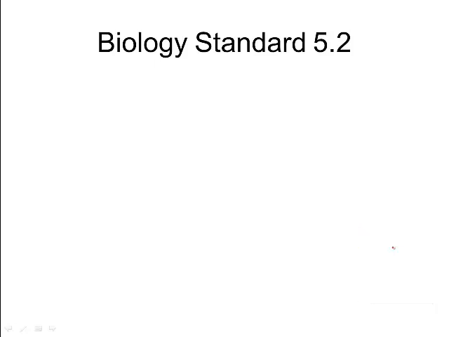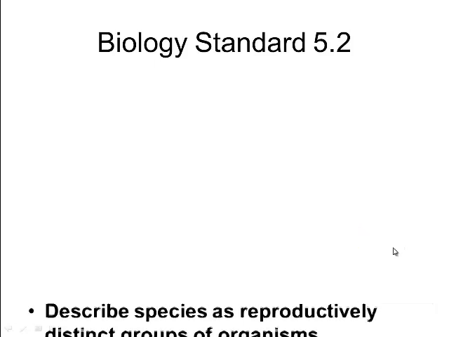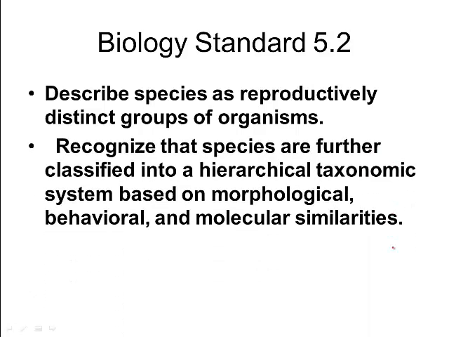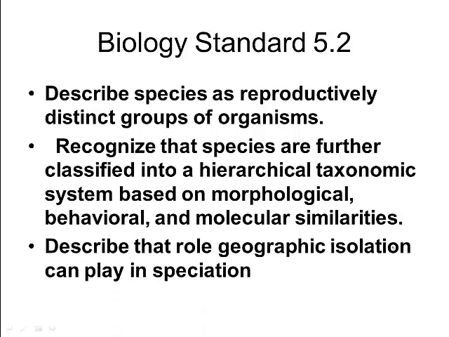Okay, this is podcast number 1 for standard 5.2. This standard is basically broken down in 2 parts. In the first part, we're going to describe species as reproductively distinct organisms. And then we are going to learn how we classify species into different taxonomic systems, including kingdom, phylums, classes, orders, all the way down to a species. Okay, and we're also going to take a look at speciation within the standard and how new species form.